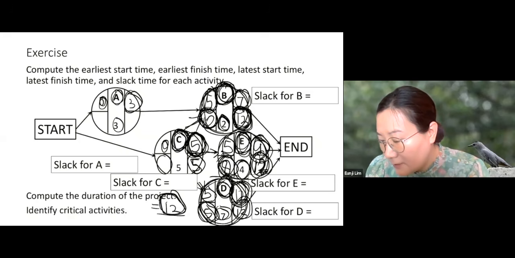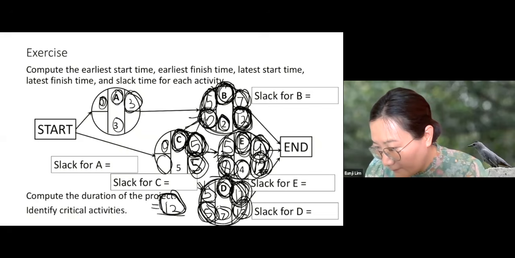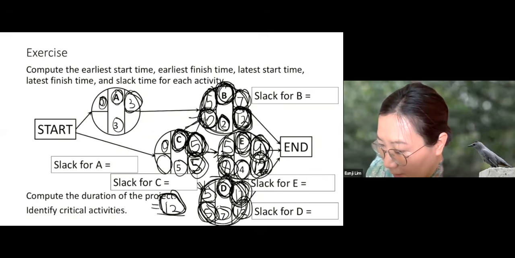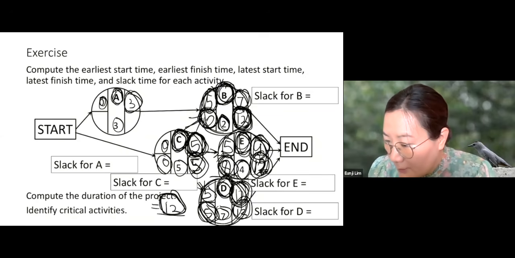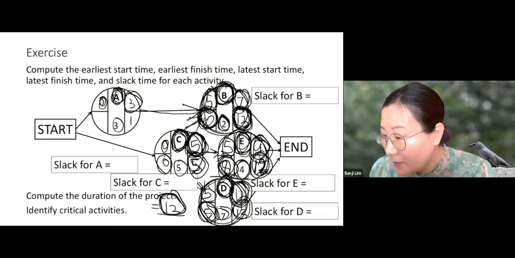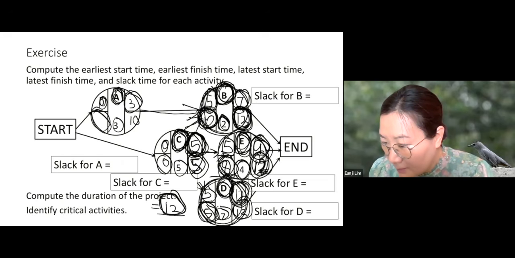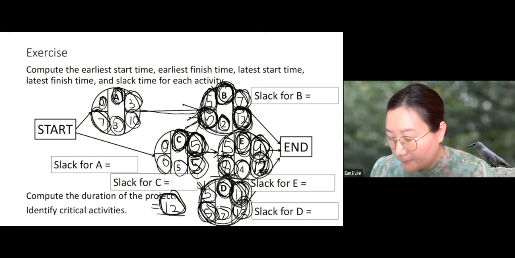Okay, now what's the latest start time of C? If you need to finish C by 5, then you need to start C by 5 minus 5, which is 0. Now let's go to A. Who's the follower? B. B needs to be started by 10. It means A needs to be done by 10. And what's the latest start time of A? 10 minus 3, which is 7.